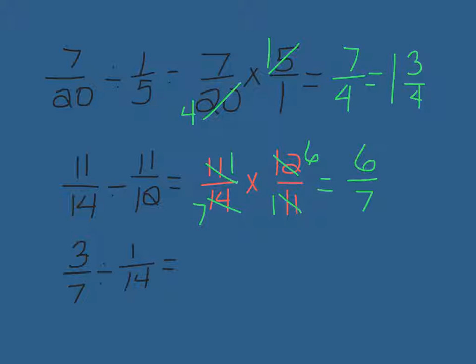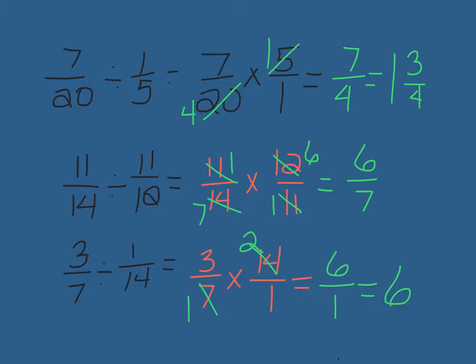Let's try one last one. Work out 3/7 divided by 1/14 and come back and check against my work. So we have 3/7 times 14 over 1. I can cross cancel this 7 and 14, 1 and 2. 2 times 3 is 6. 1 times 1 is 1, and that equals 6.